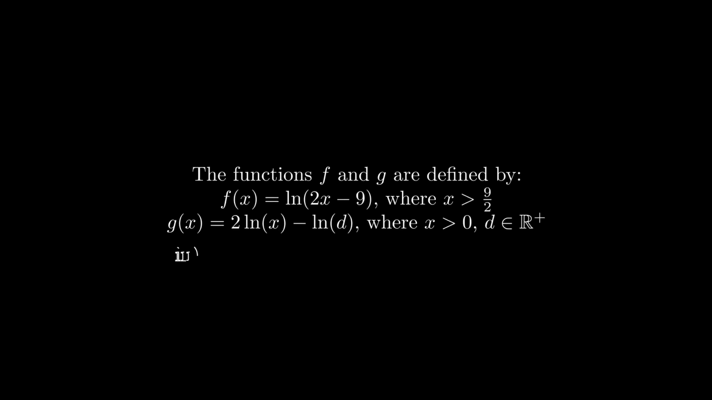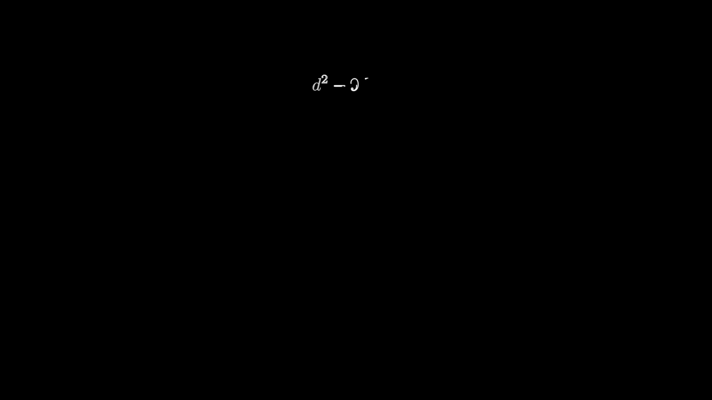Finally, for part 3, we're being asked to find the range of possible values of d. Obviously, this is going to have something to do with what we just solved. So we know that d squared minus 9d is greater than 0. So what values of d allow that function to remain true? Now, if we factorize what we have, we take out a d, we end up with d times d minus 9.